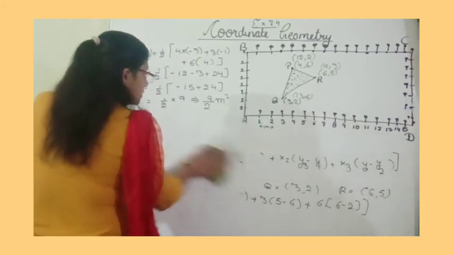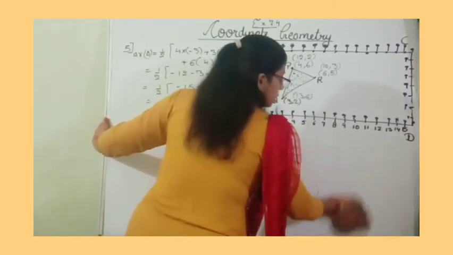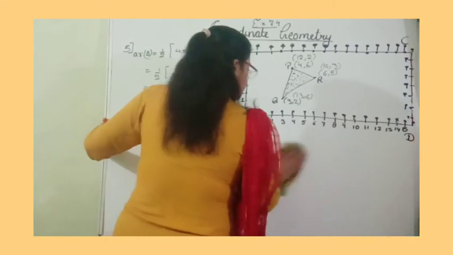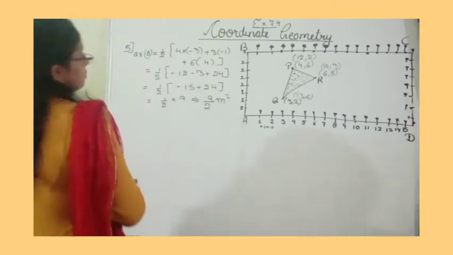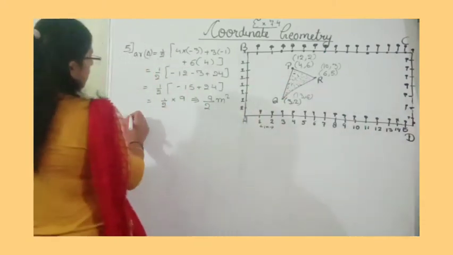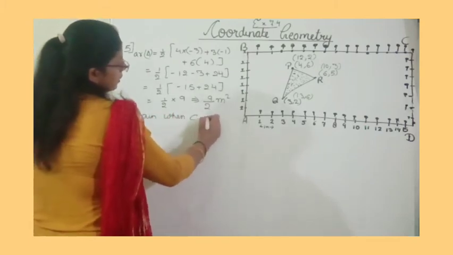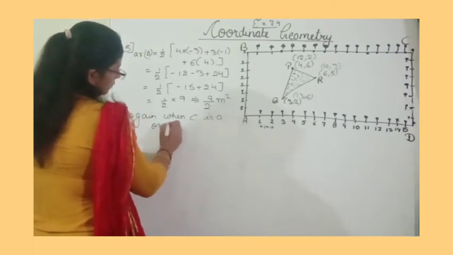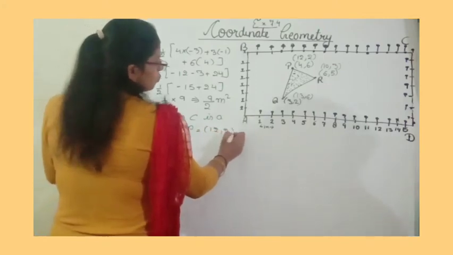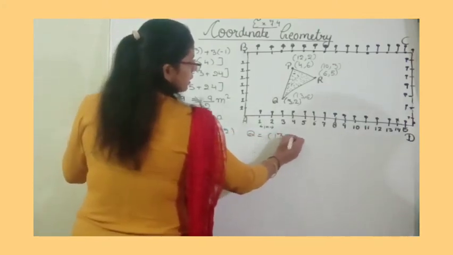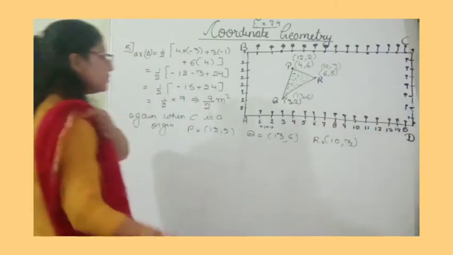So I am substituting the second set of coordinates in the same equation. Let us calculate, and you will just write the formula again. For calculation, please take out your rough notebooks. No need to do the calculation on the same page. Again, I am writing when C is the origin. Now what are the coordinates of P? The coordinates of P are 12, 2, coordinates of Q are 13, 6, and the coordinates of R are 10, 3.